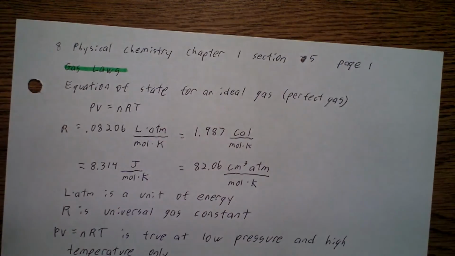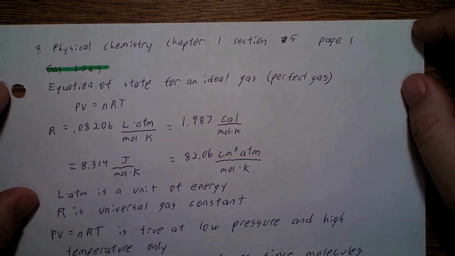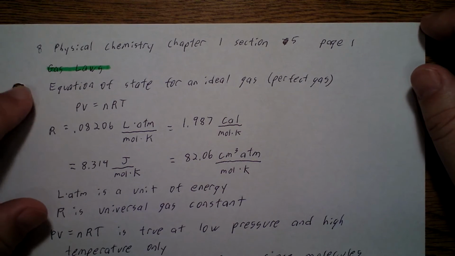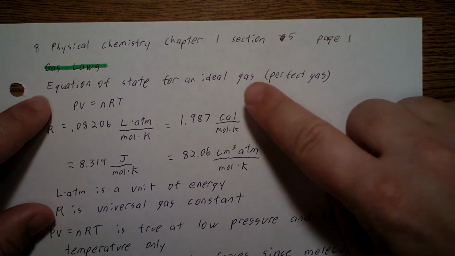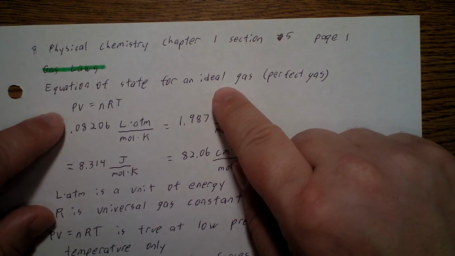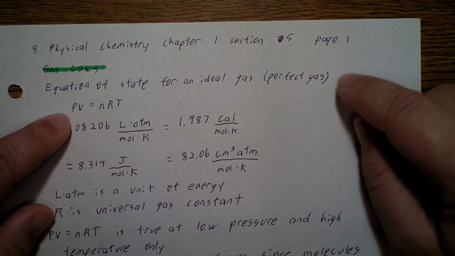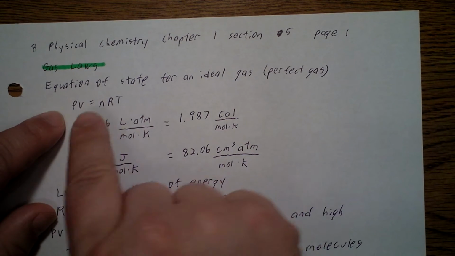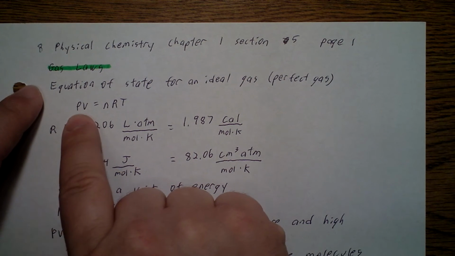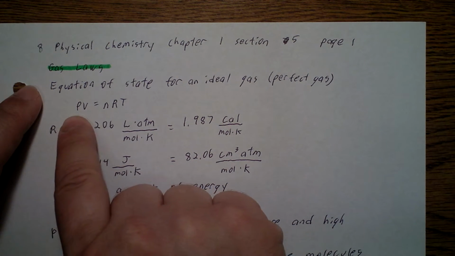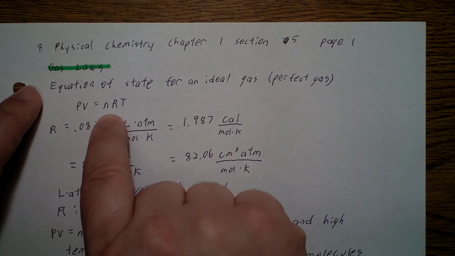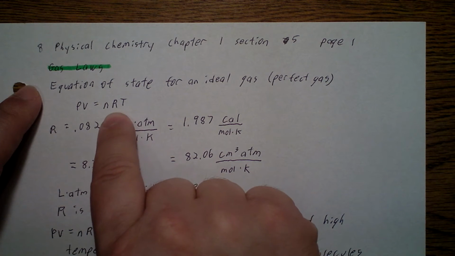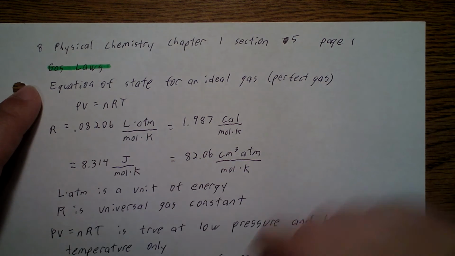Now we're in Chapter 1, Section 5. We're going to talk about gas laws. This is the equation of state for an ideal gas. Now, later on, we're going to show an ideal gas is also a perfect gas. We'll be defining that later on. But this is our ideal gas. PV equals nRT. Pressure times volume is equal to the number of moles times R times temperature.